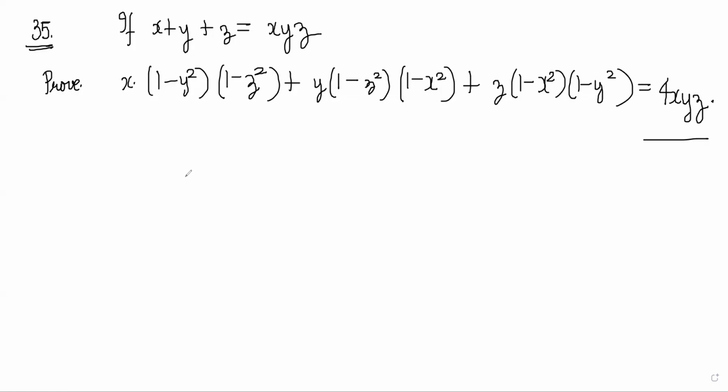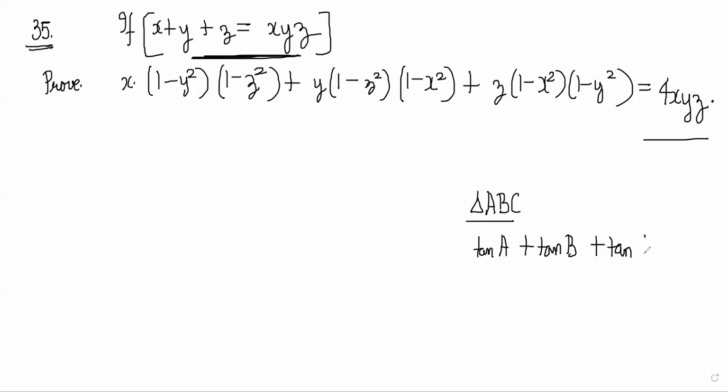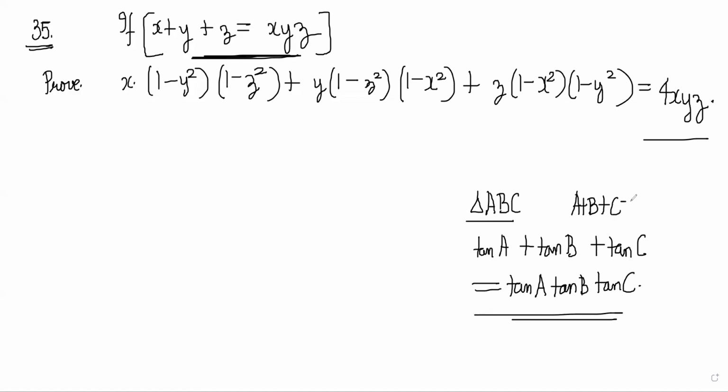Okay. Now notice one thing. This kind of result has been seen before by us in triangles. We have proved already in triangle ABC, tan A plus tan B plus tan C is equal to the product, right? Yes, sir. So this result is valid in a triangle ABC where A plus B plus C is equal to pi, right? Yes, sir.